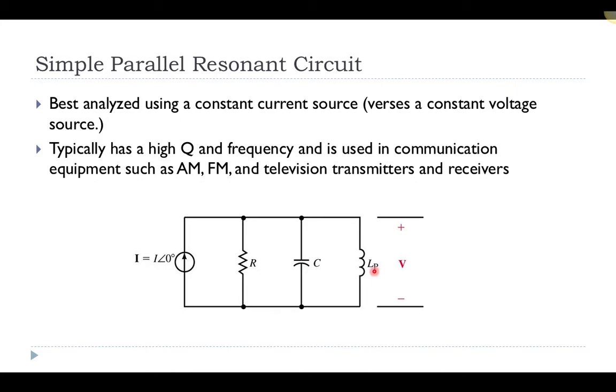These types of circuits are often used in communication equipment, such as AM/FM stereos and television transmitters and receivers. They often will have a very high resonance frequency and also have a high quality factor. So let's start by considering what this circuit looks like and when resonance would occur.